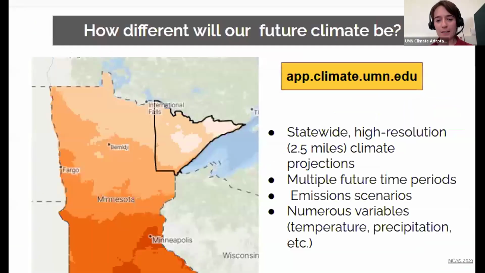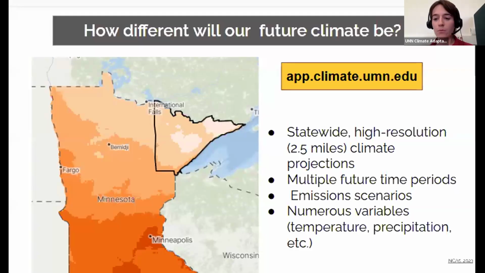So, how are we getting this data from these global climate models? How different will our future climate be? At MCAP, we've developed a tool that translates global climate models into local impacts, also known as downscaling. You can access this tool at the link below.